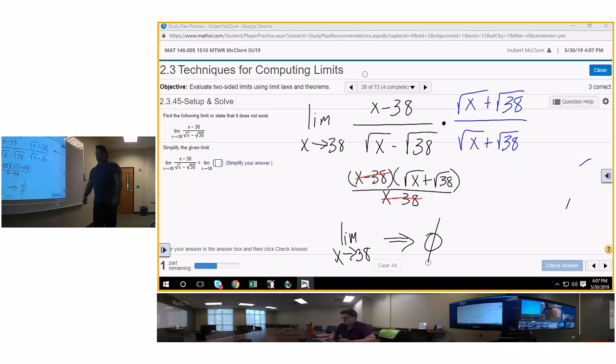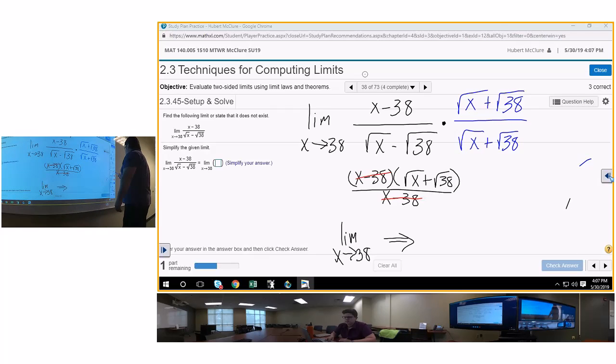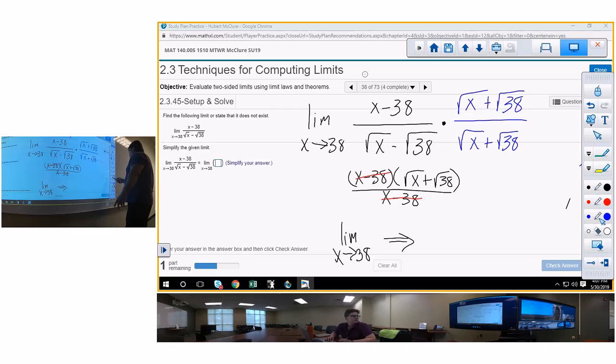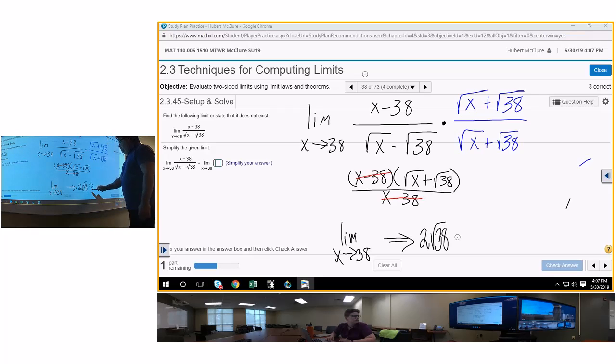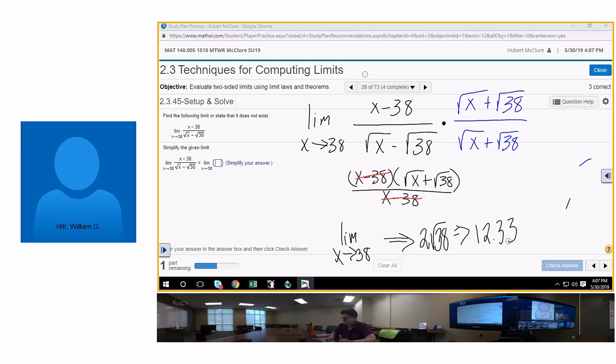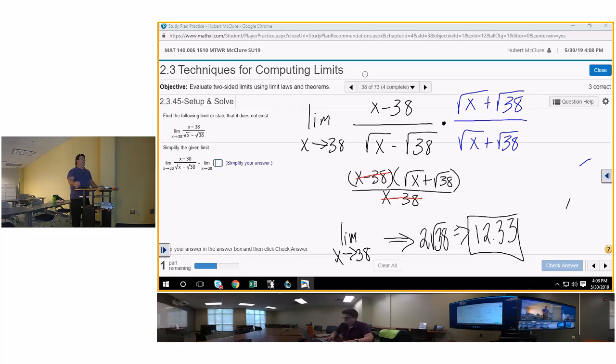Well, what's square root of 38? I'm sorry, I thought that was a minus. So somebody take square root of 38, multiply it by 2, or add the square root of 38 to it. Somebody do that for me. 2 times square root of 38. I want you to do the calculator. 12.33. So if everybody got 12.33, when x is approaching 38, your y is approaching 12.33. And that's what you're doing. You're basically finding when x is approaching a number, what is y approaching?